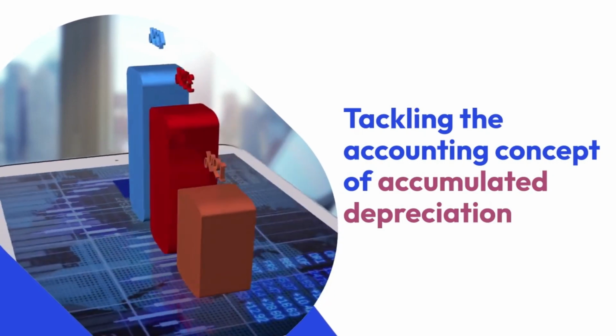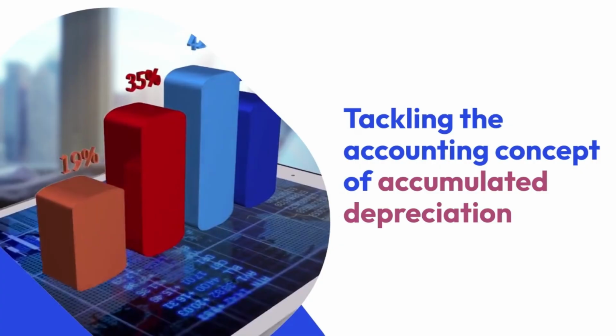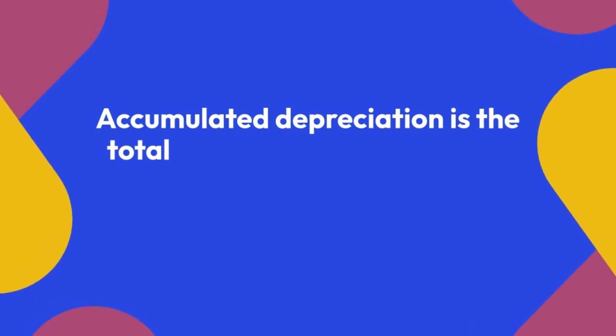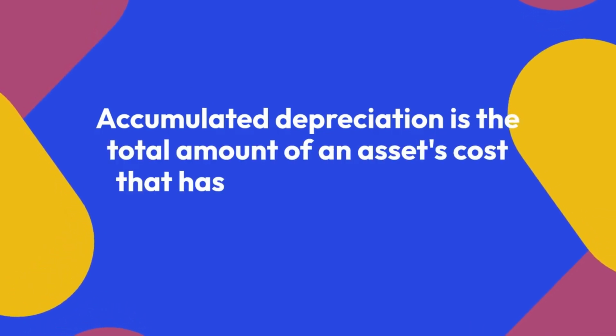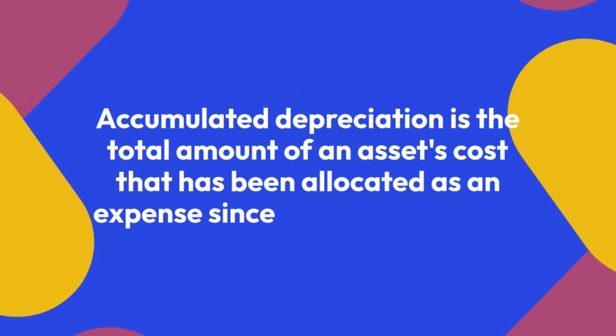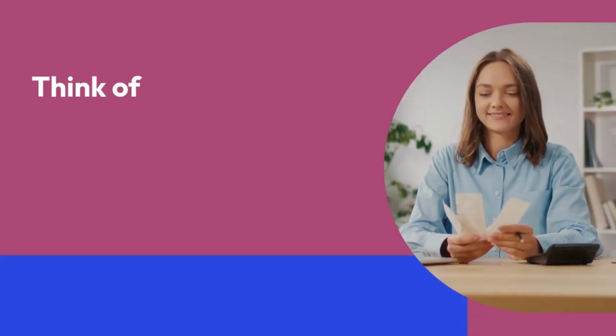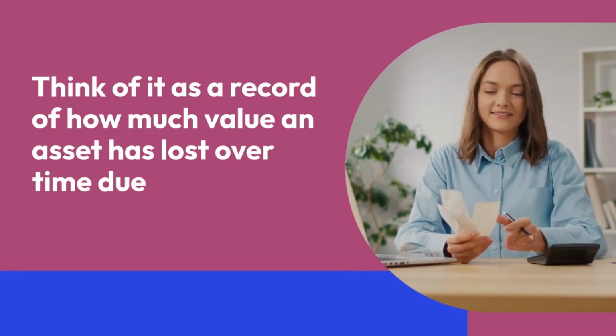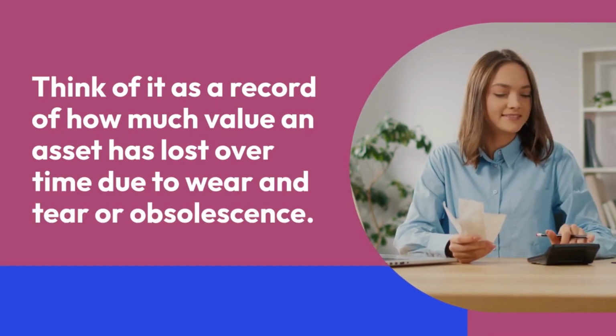In just 2 minutes, you'll know what it is, why it matters, and how it works. Let's get started. What is accumulated depreciation? Accumulated depreciation is the total amount of an asset's cost that has been allocated as an expense since it was put into use. Think of it as a record of how much value an asset has lost over time due to wear and tear or obsolescence.